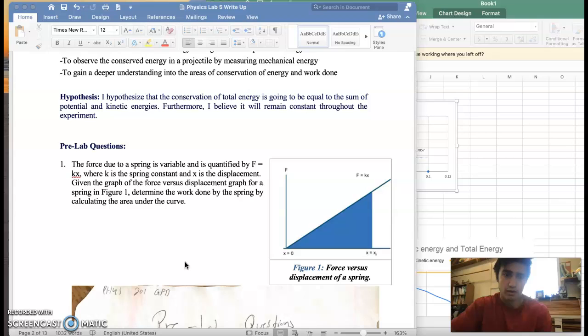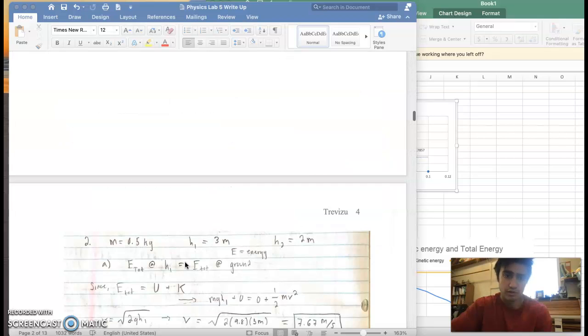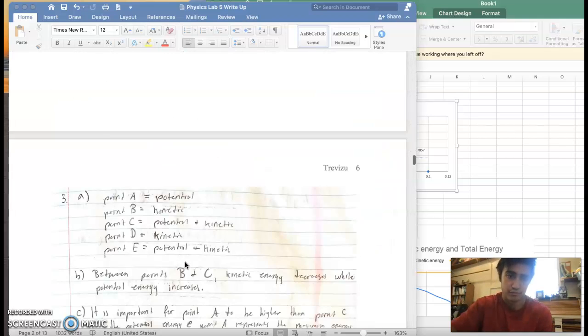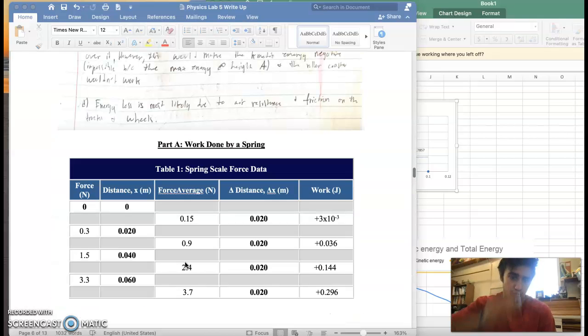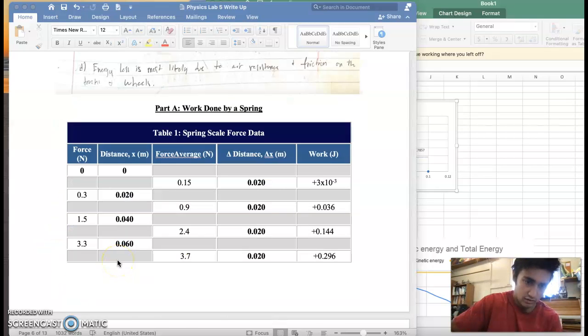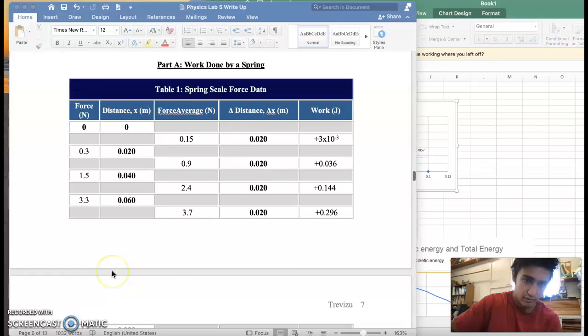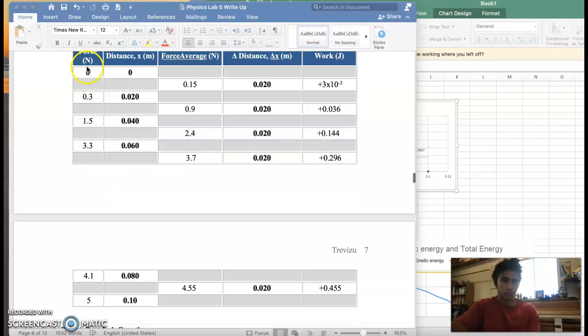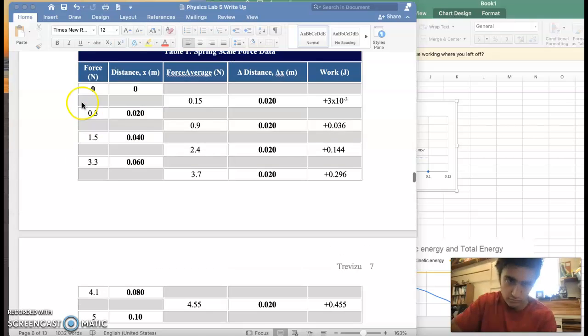Alright. These are my pre-lab questions. For part A, I took my spring scale and I measured out with a rubber band along the centimeter side of the ruler, and I calculated the force. Each of the forces right here, and measured the distance.